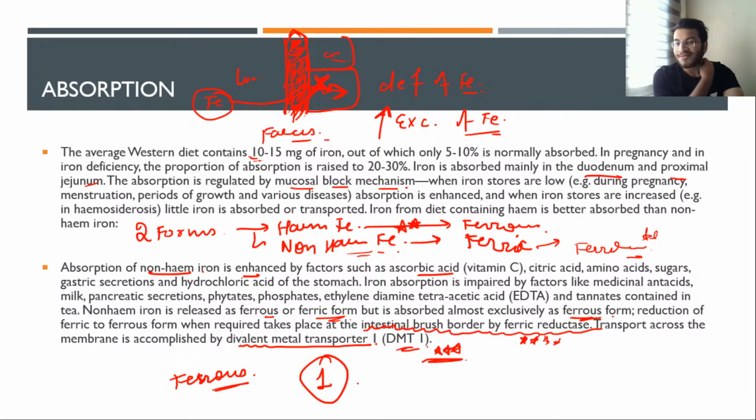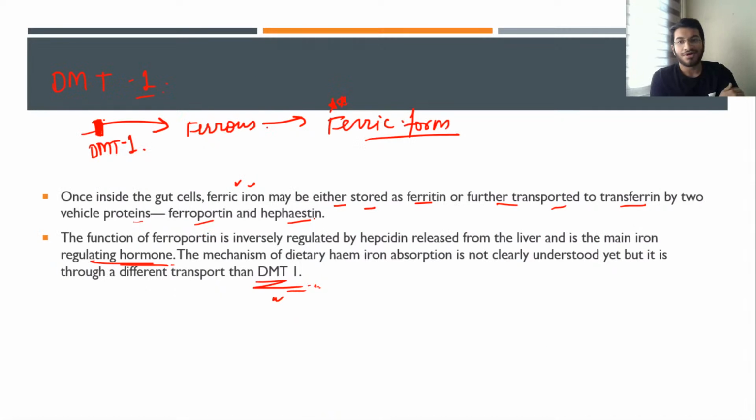सबसे पहले तो conversion होता है, right, ferrous form में, because our body can only absorb iron in the ferrous form. Ferrous form में हुआ, DMT1 से absorb हो गया, DMT1 से वापस ferric form में हो गया. Now it can be stored in ferritin or transferrin by two vehicle proteins, ferroportin and hephaestin. The function of ferroportin is inversely regulated by hepcidin, released from the liver, which is the main iron regulating hormone. The mechanism of dietary heme iron absorption is not clearly understood yet, but it is through DMT1.